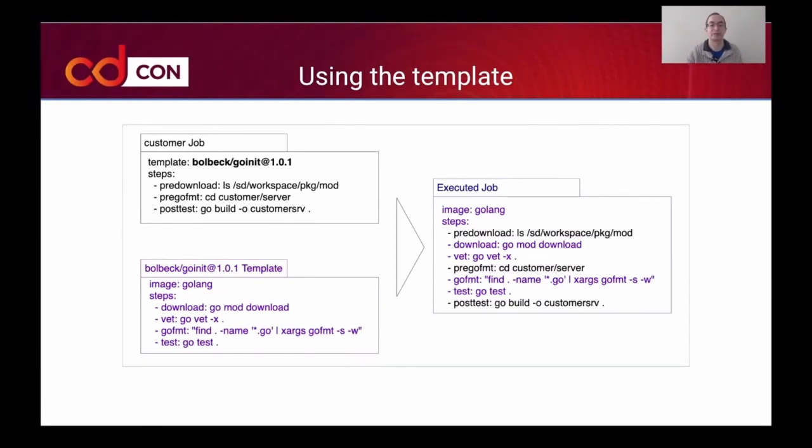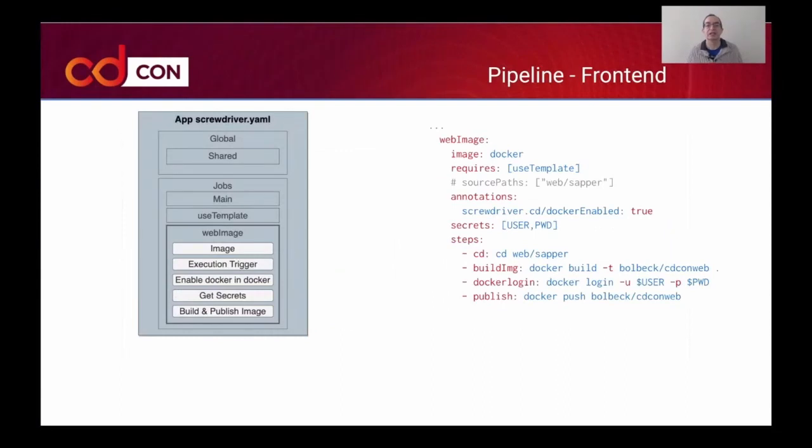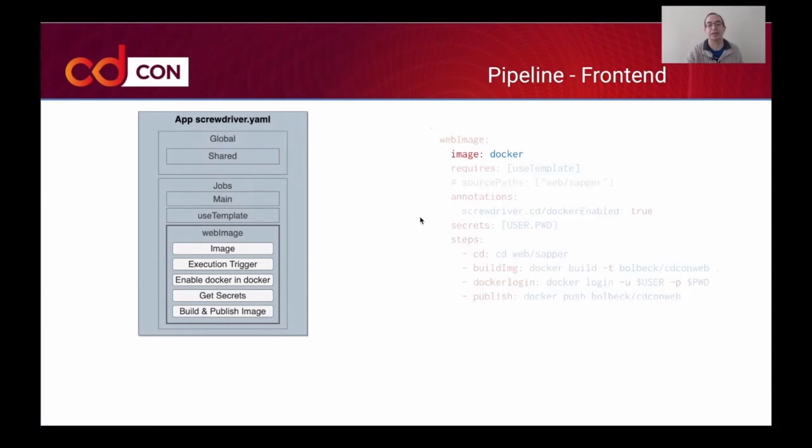So awesome. Now we managed not to repeat ourselves. How about building images? So now we're going to add a new job to our pipeline. And this job is actually going to build our front end. And the first thing we're going to notice is that we're going to actually use our Docker image. Then we are going to tell it through an annotation that we want to enable Docker.